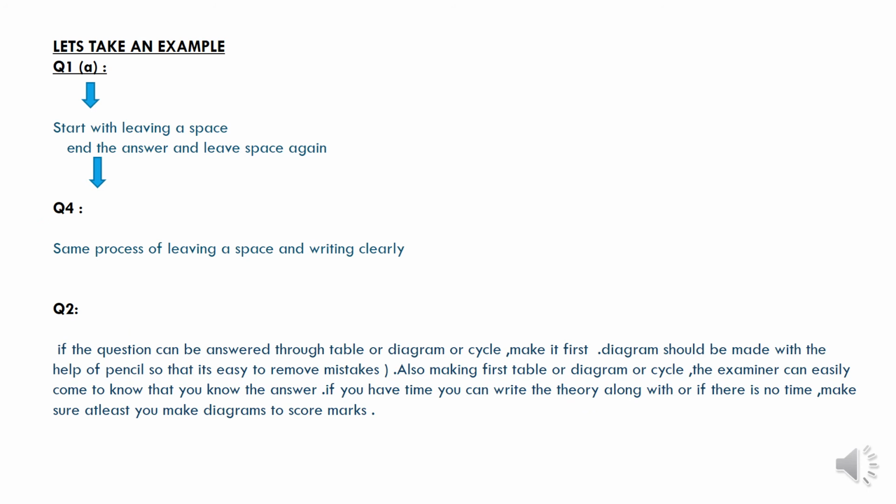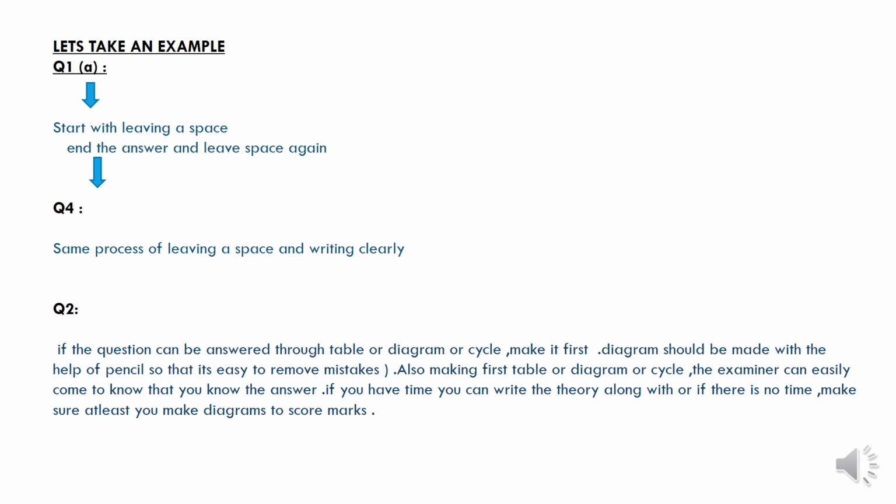Suppose, let's take an example. There is a question number 1(a) part. You will see that the blue line represents the space. You just have to leave the space in black. You write down question number 1(a) and start by leaving a space, and after ending the answer, leave space again, so that the answer sheet also looks beautiful. Don't do things that confuse the checker.